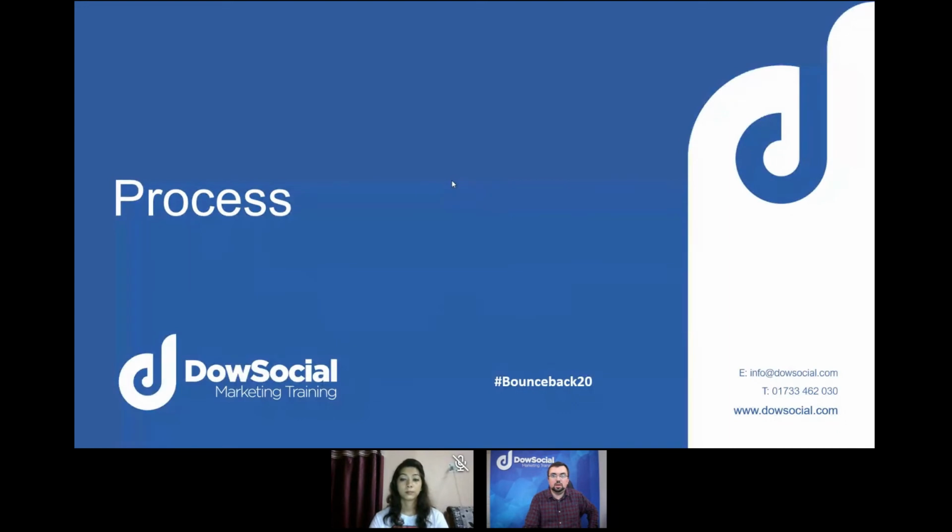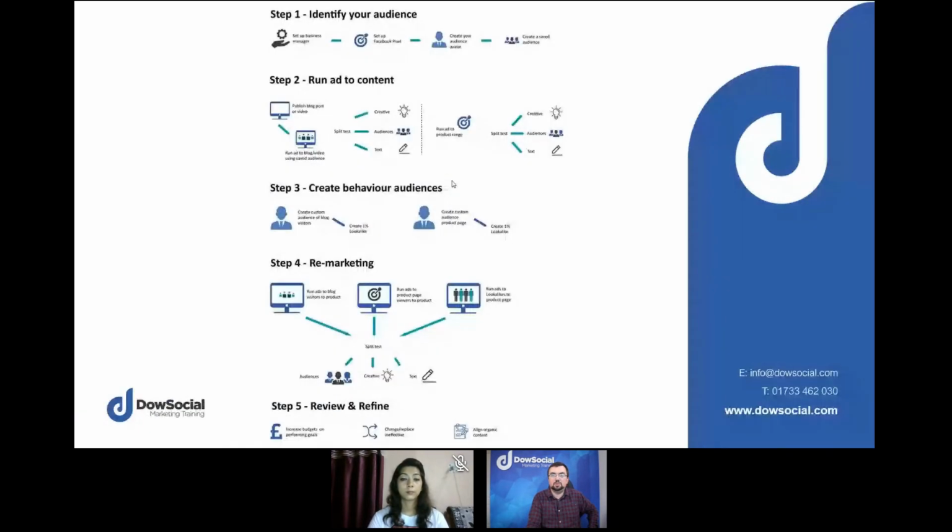Okay, so the process when we run adverts. Now I know this looks quite complicated, but it's relatively simple. Essentially, step 1 is we identify our audience. We set up our business manager. We do the technicals. We do the pixel. We create a target audience avatar, so we map out who we think our target audience is. And from that, we create our saved audience, as we talked about.